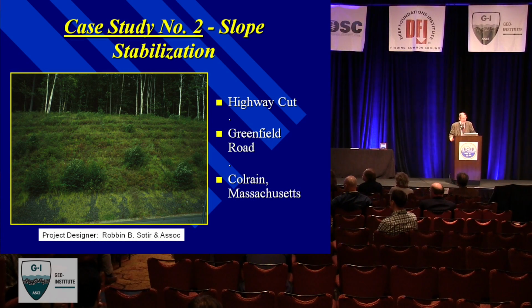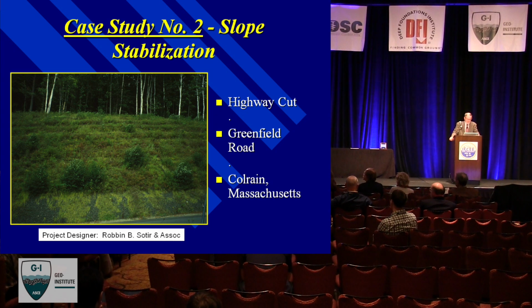The second case study is a highway cut slope stabilization. This project took place in Coleraine, Massachusetts, and was completed in 1989. The client was the Massachusetts Department of Transportation. The prime consultant and project designer was Robin B. Sotier and Associates in Marietta, Georgia.